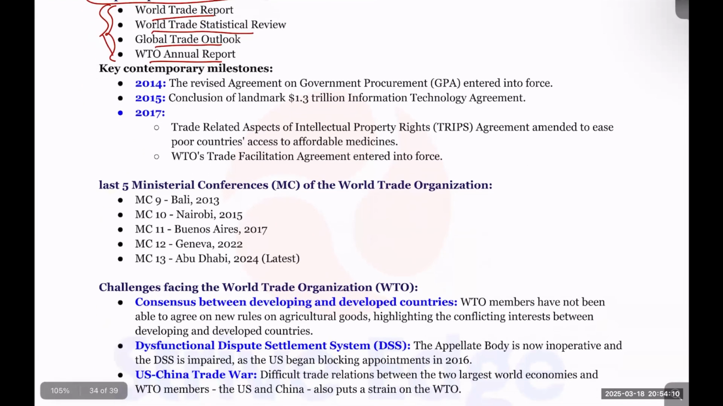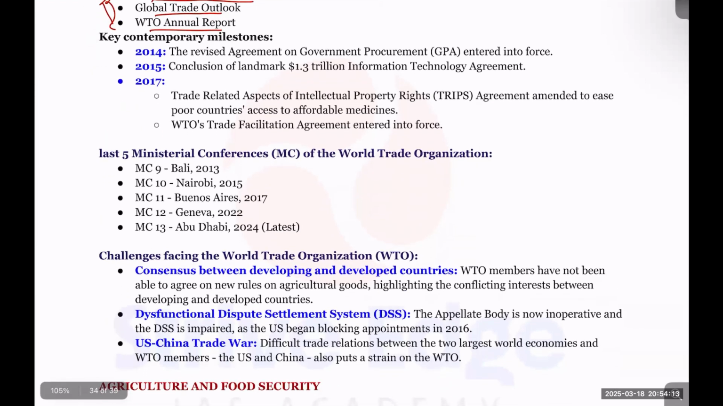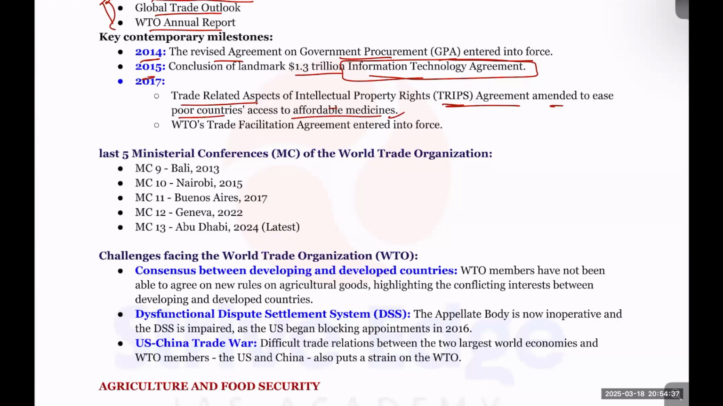Some of the milestones that the WTO has achieved: in 2014, the revised Agreement on Government Procurement (GPA) entered into force. In 2015, the landmark 1.3 trillion dollar Information Technology Agreement was concluded. In 2017, the Trade-Related Aspects of Intellectual Property Rights (TRIPS) agreement was amended to ease poor countries' access to affordable medicine. This is important, recent, and important in world affairs. The WTO's Trade Facilitation Agreement also entered into force in 2017.